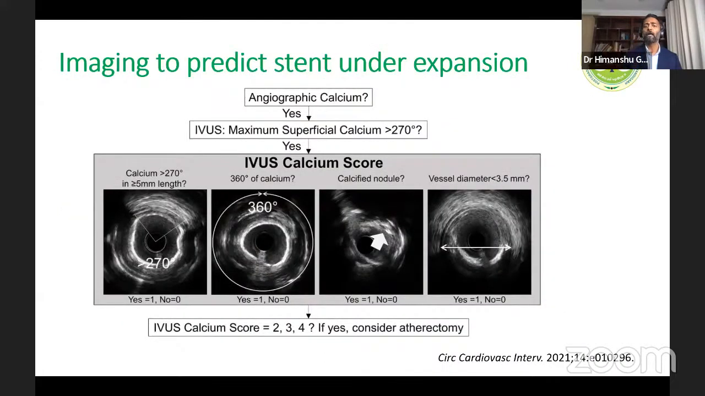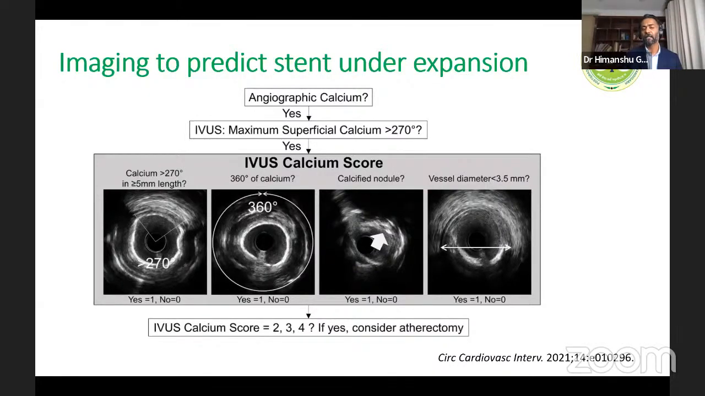And do we really need to measure the thickness of calcium to predict stent under expansion? So this was the last IVUS score, which is very famous, published by the Columbia group in 2021. If you look at this score, what you know is that if there is a calcium arc of more than 270 degrees for more than 5 millimeters of length, you get a point.